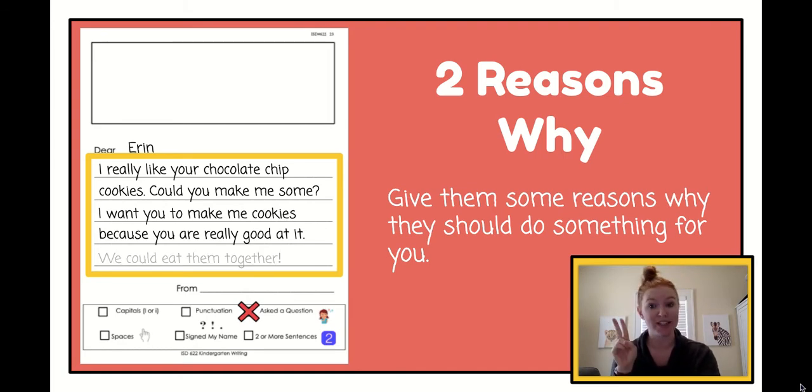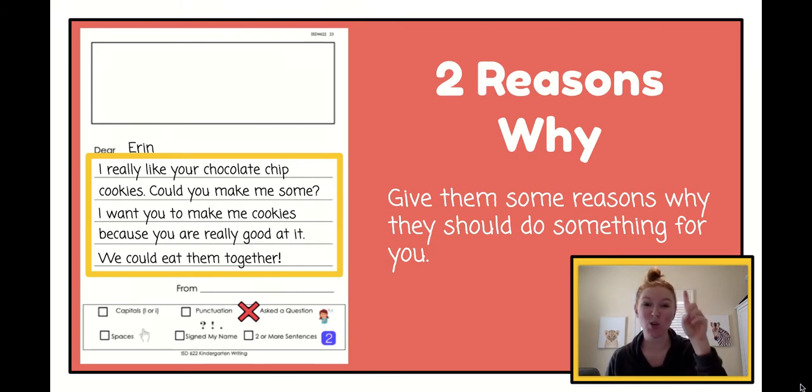And my second reason is we can eat them together. When I get to see my sister again, when she gets to come over to my house, I want to eat them together with her. So my 2 reasons are, number 1, she's really good at it. And number 2, we could eat them together, and that would be really fun. So then she gets to have some cookies, and I get to have some cookies, and we can do it together.